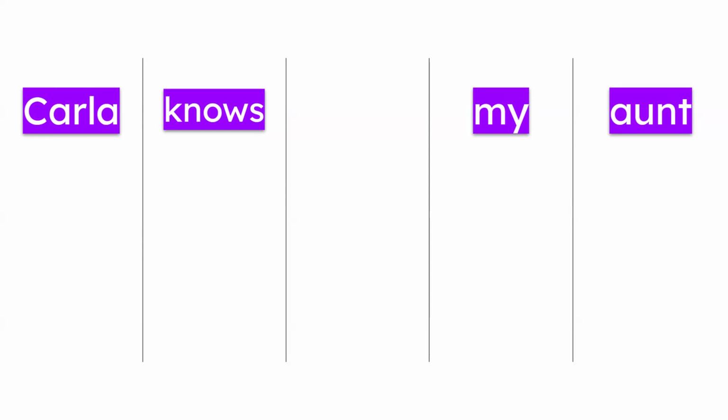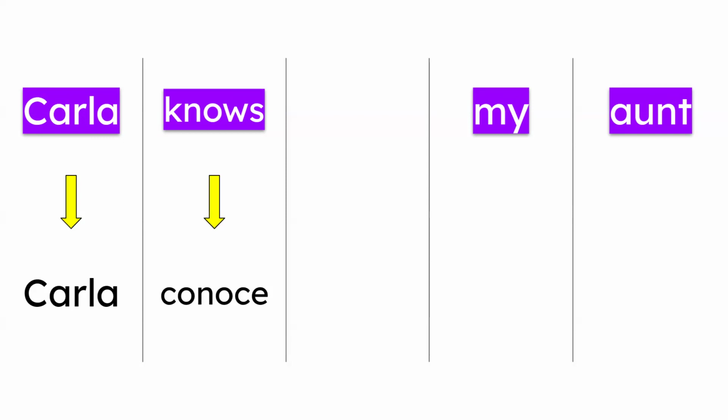Okay, that's easy, right? Carla, this is a person, so we need conocer. That's right. Carla conoce. So in addition to that, we need to introduce what? That's right. Carla conoce a mi tía. Tía. Carla conoce a mi tía. Muy bien, muy bien.